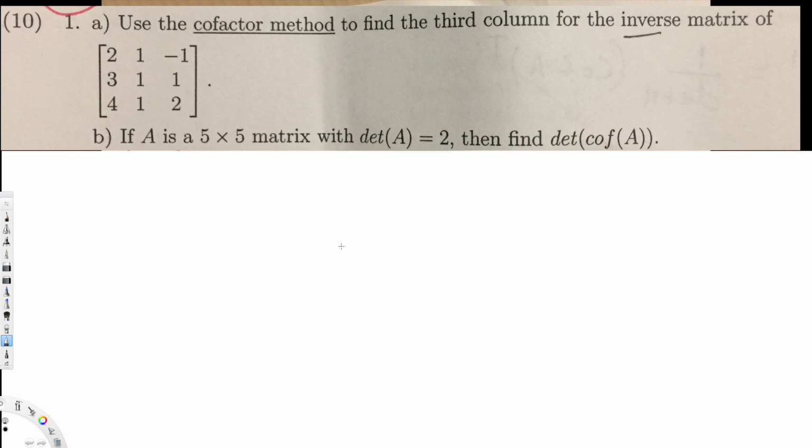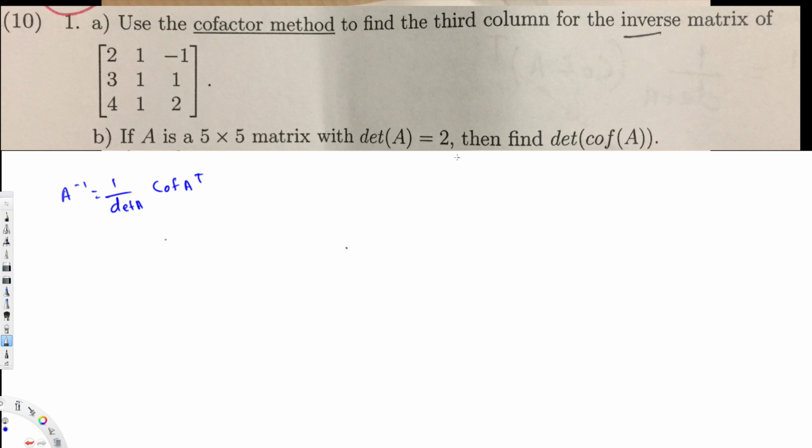So the first question is to find the inverse matrix using cofactor. Whenever they ask this kind of question, the first formula we have to remember is A inverse is equal to 1 over determinant A times cofactor A transpose. So this is how we find the inverse of the matrix. Let's see how we can find it.